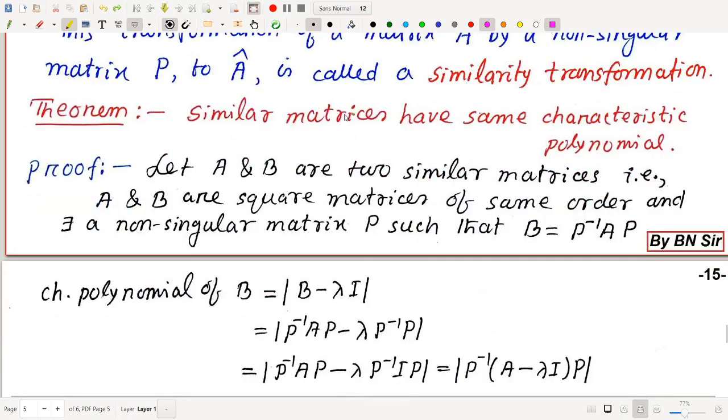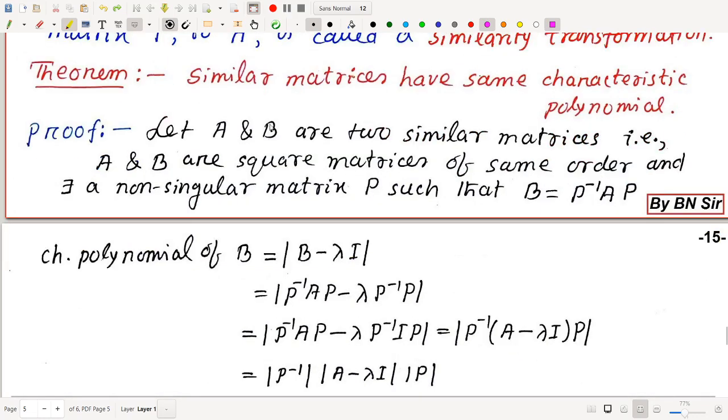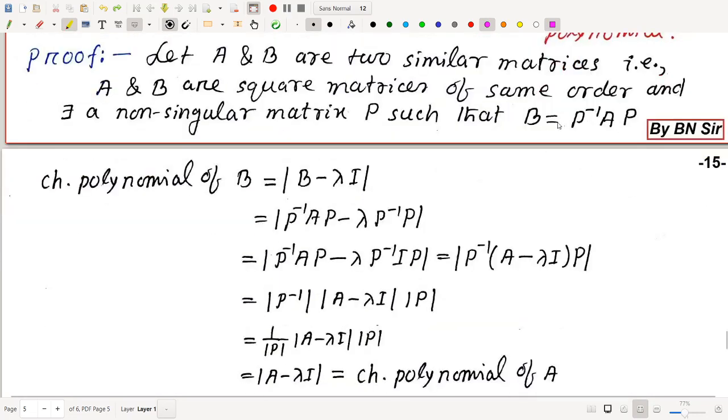Now another standard result: similar matrices have the same characteristic polynomial. So let A and B be two similar matrices. Instead of A cap, I have written here A. That is, A and B are square matrices of the same order, and there exists a non-singular matrix P such that B equals P inverse AP, because A and B are similar.